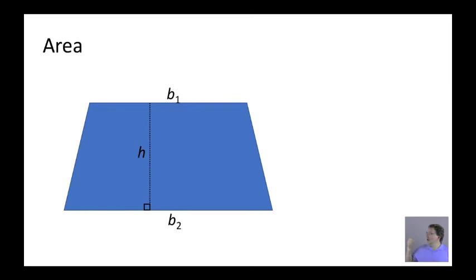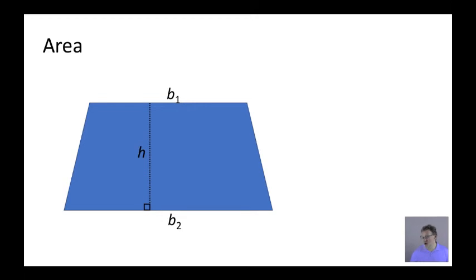We have, and I've labeled them B1 on top and B2 on the bottom. There's still a height that we are showing here, from the bottom side to the upper side there. It's defined in the same way as it is for a parallelogram. And actually our formula is pretty similar to that of a parallelogram.